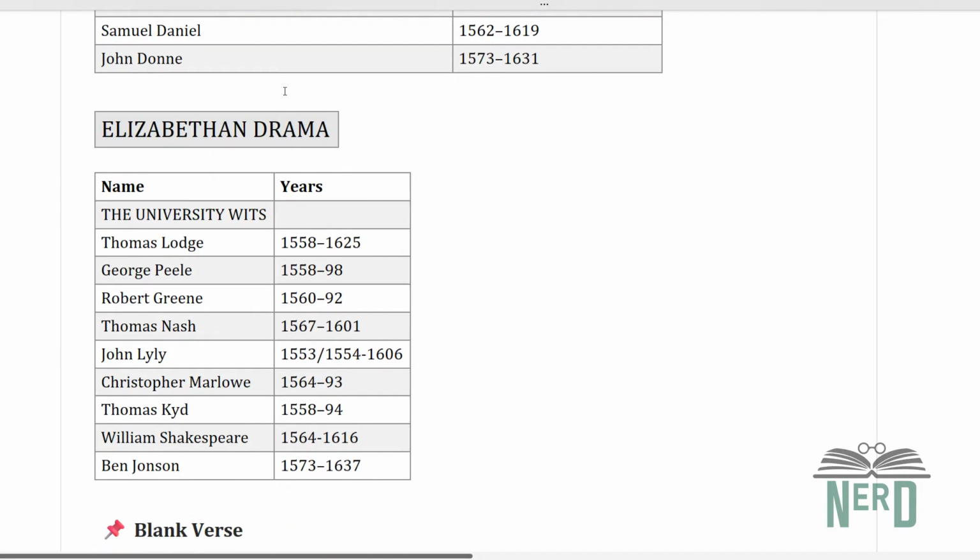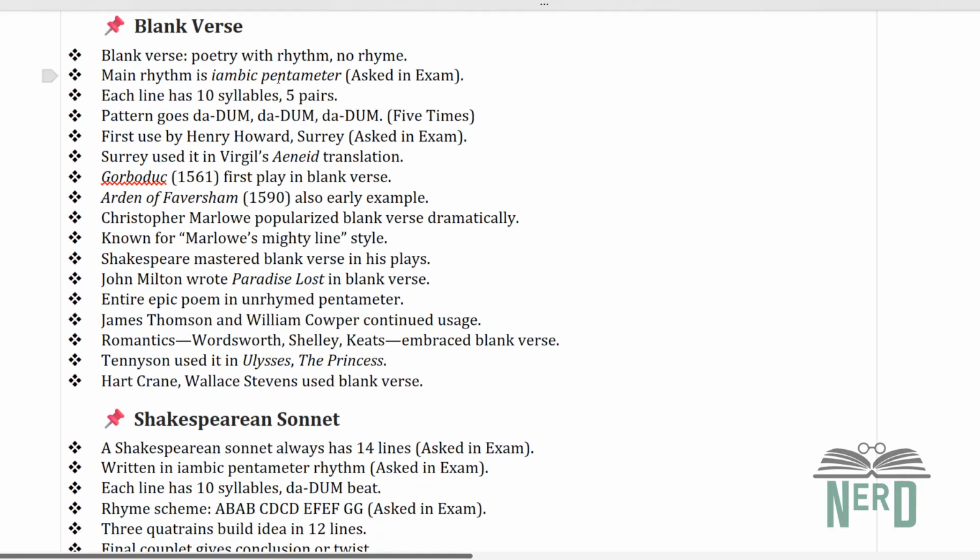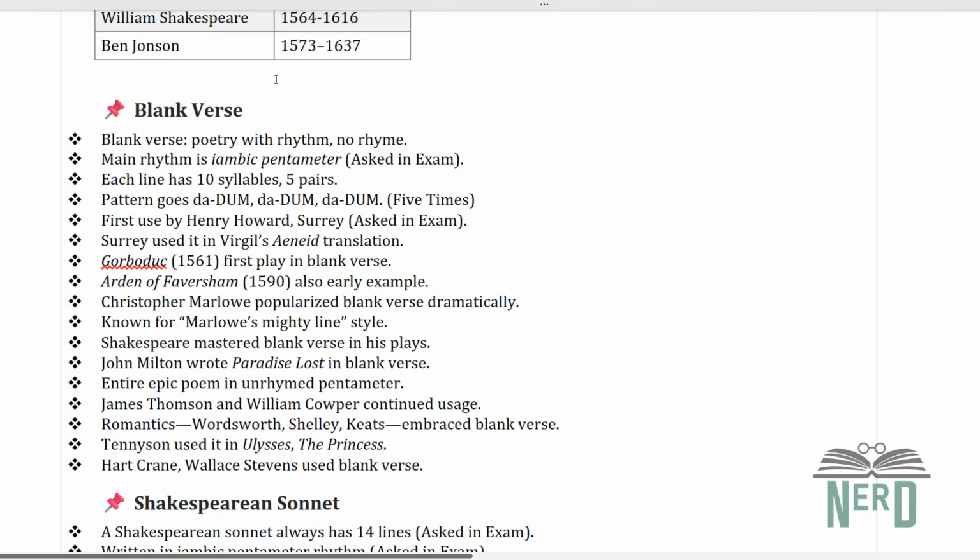Now, like always, before we start naming poets, we first look at the trends, techniques, and rhetoric that were shaping the literary landscape of this age. What was in fashion? What devices were the poets playing with? Because once you know the tools, understanding the works becomes so much easier. And that's why we begin today with one of the most powerful poetic techniques of the Elizabethan period, blank verse.